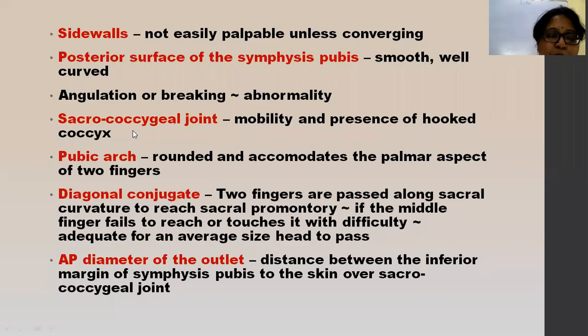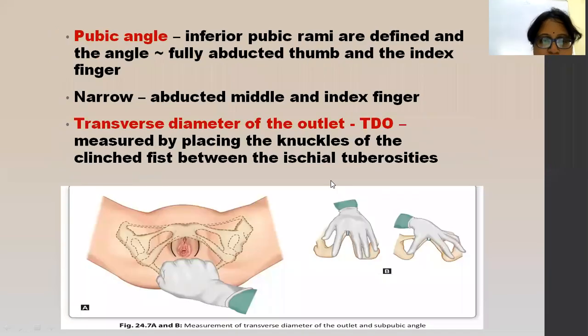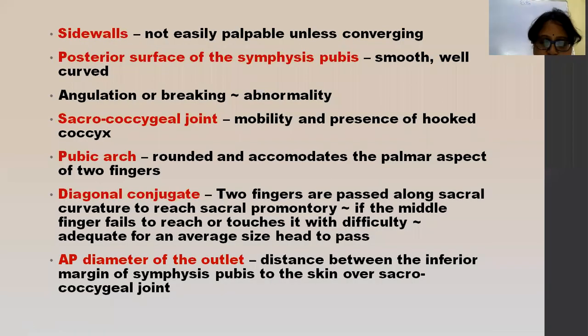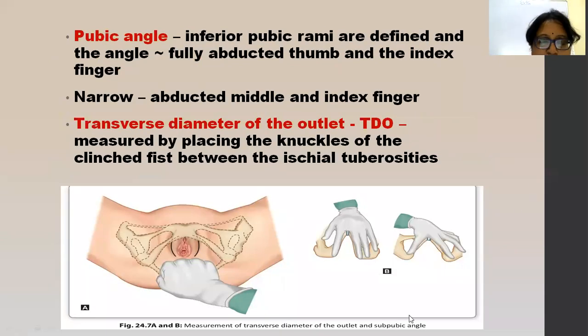And next you have to look for the sacrococcygeal joint. You have to look for the mobility and the presence of a hooked coccyx, and the pubic arch, whether it is round and accommodates the palmar aspects of two fingers. This is how you will look for the pubic arch. It has to accommodate the palmar aspect of two fingers.